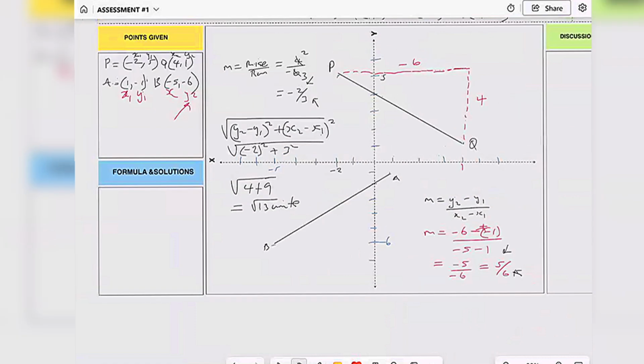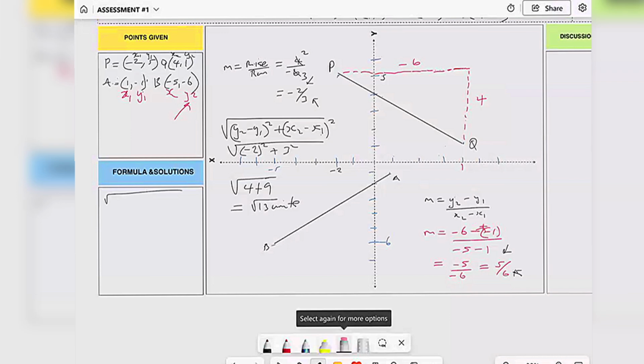So here, let's say we have the formula, square root. Sometimes I do tend to rush and make a mistake. So let's go ahead. The square root of y2 minus y1 squared plus x2 minus x1 squared. All right, so I think what I did here was I should have squared the value.